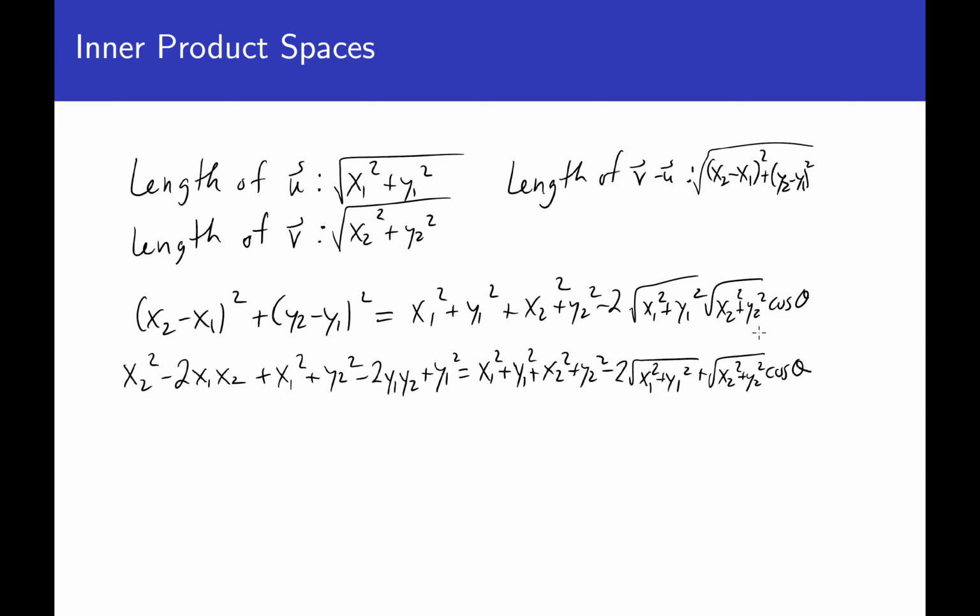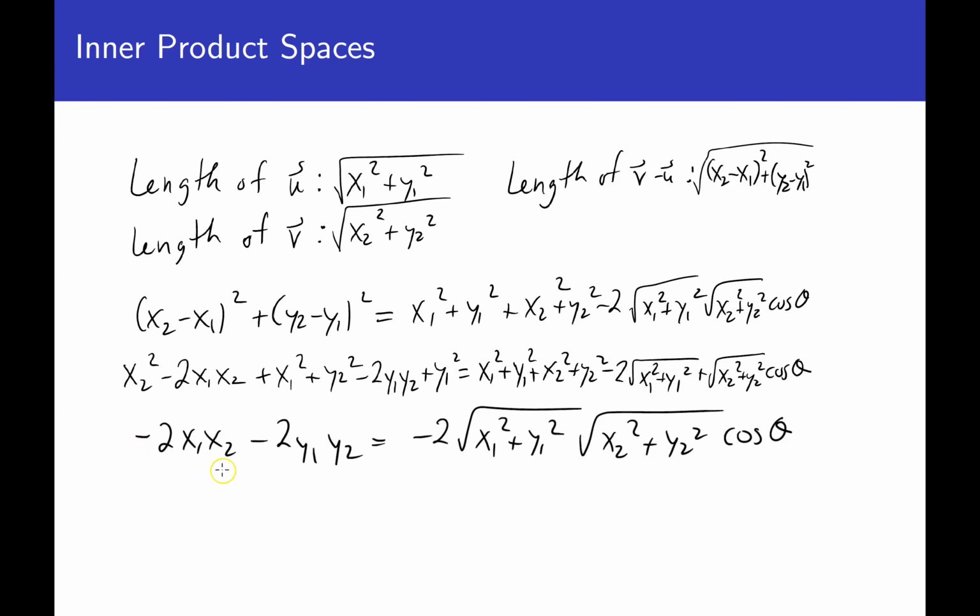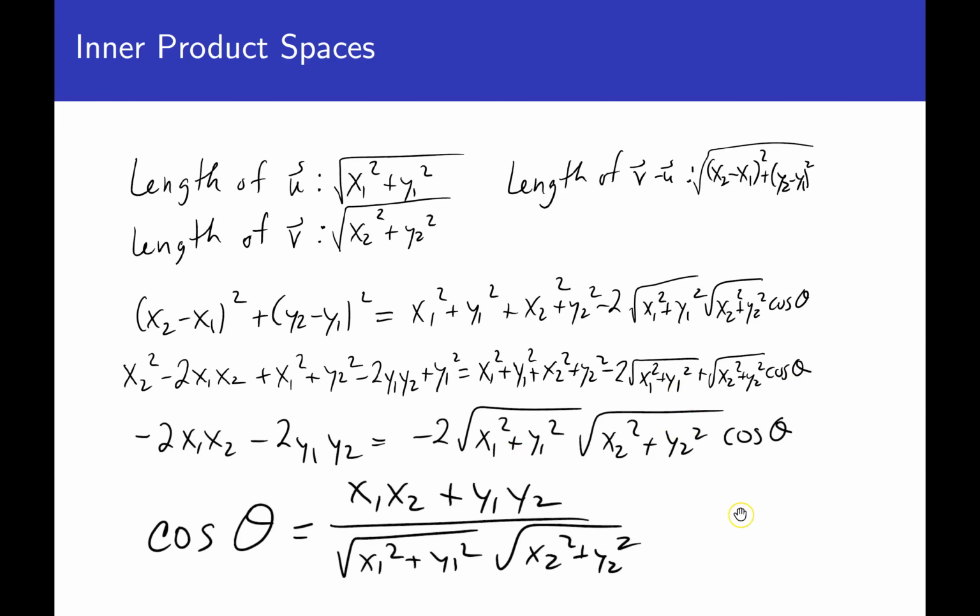Now let's just do a little bit of algebra. FOIL out both of the differences here, both of the binomials. Notice that when you do that, you've got an x1 squared and an x2 squared, a y1 squared and a y2 squared. You have the same thing on the right-hand side. All of those are going to cancel. So on the left-hand side, we're just going to have the minus 2 x1 x2, minus 2 y1 y2. The right-hand side is just a minus 2, and then the two lengths of the vectors that we talked about, and the cosine of the angle between them.